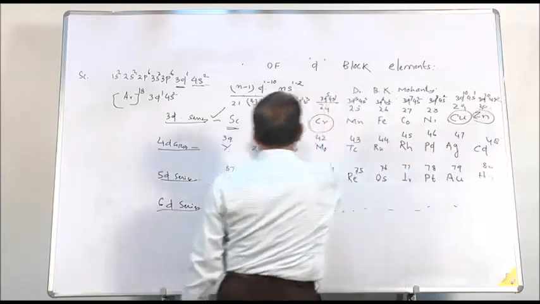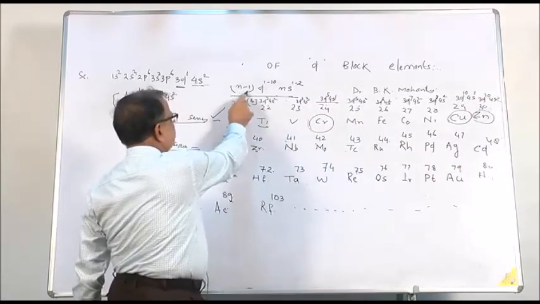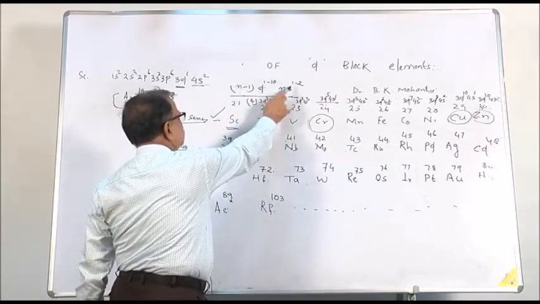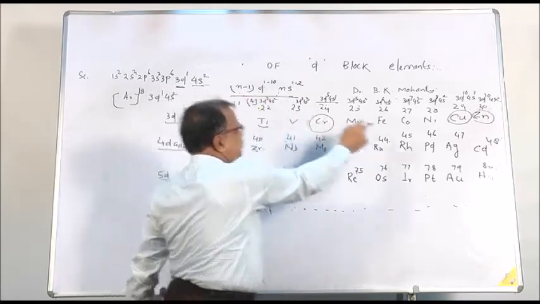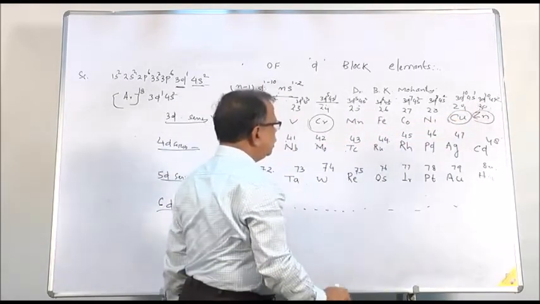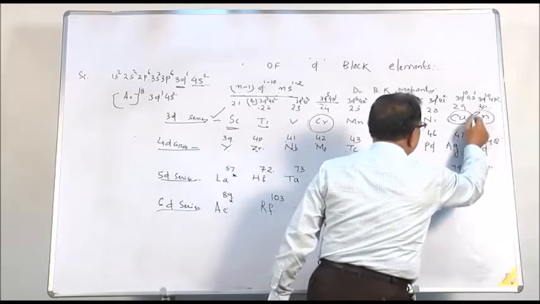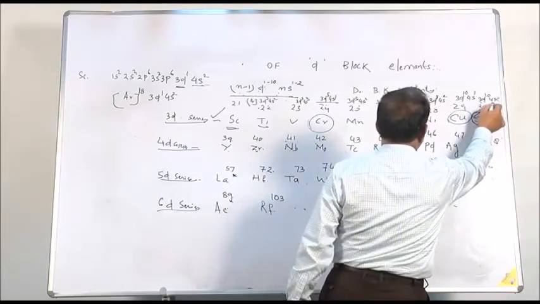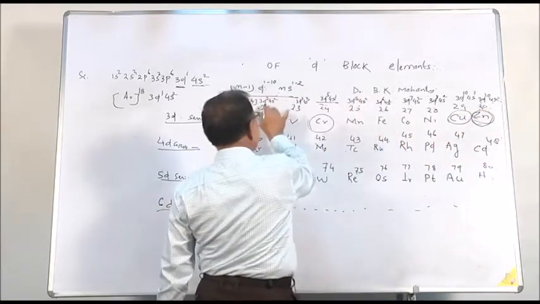So among this, the general formula is (n-1)d1 to 10, ns2. It begins from d1 and ends with d10. So zinc contains 3d10, 4s2, whereas scandium contains d1.